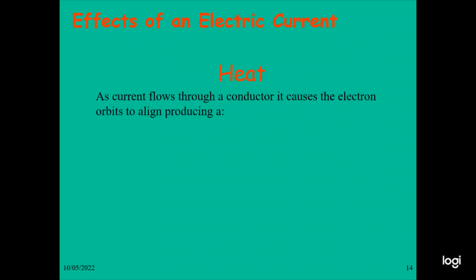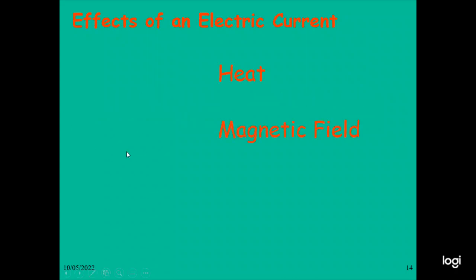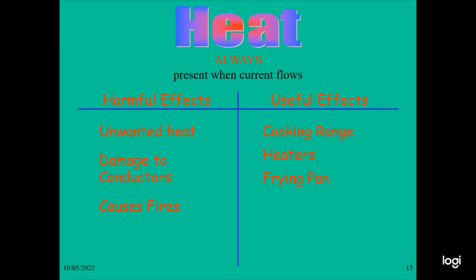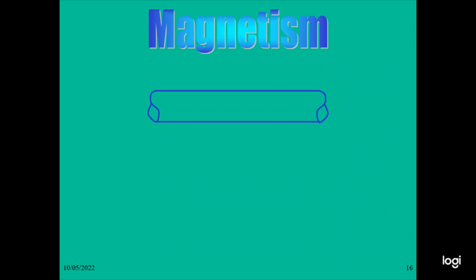When current flows through the conductor, it causes electrons to align, producing a magnetic field. If the current flows in an electrolyte, it causes a chemical reaction. Also, it can have a physiological impact. This is always present when the electrical current flows. Harmful effects can be unwanted heat, damage to the conductor, and cause of fire. Useful effects are that we use it for the cooking range, heater, frying pan, refrigerator, toaster, and incandescent lamp. Magnetism: when the electrical current flows, it creates a magnetic field around it.